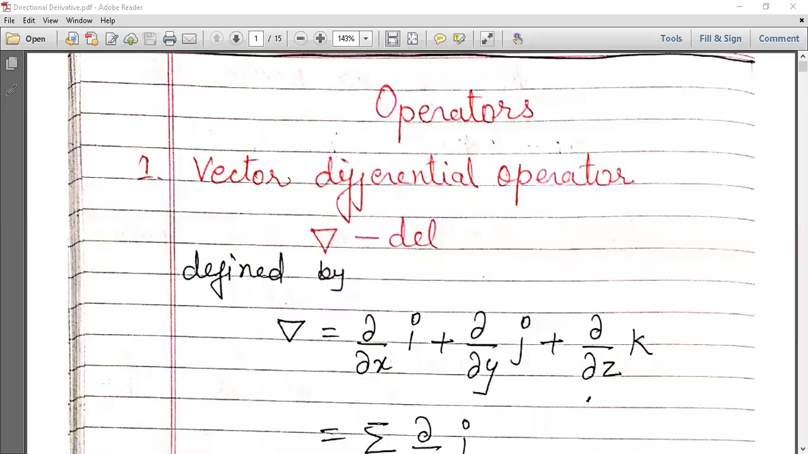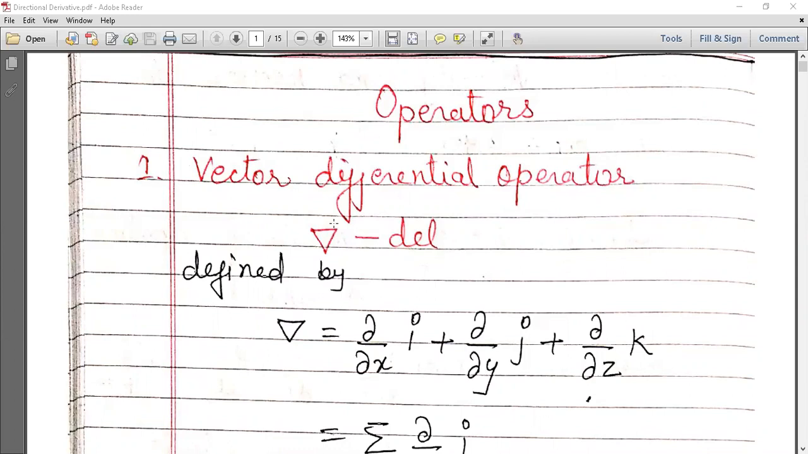Hello everyone. Last lecture I started vector calculus. In vector calculus we have two main topics, that is vector differentiation and vector integration. I started introducing vector differentiation. In that we have seen the scalar point function and the vector point function.